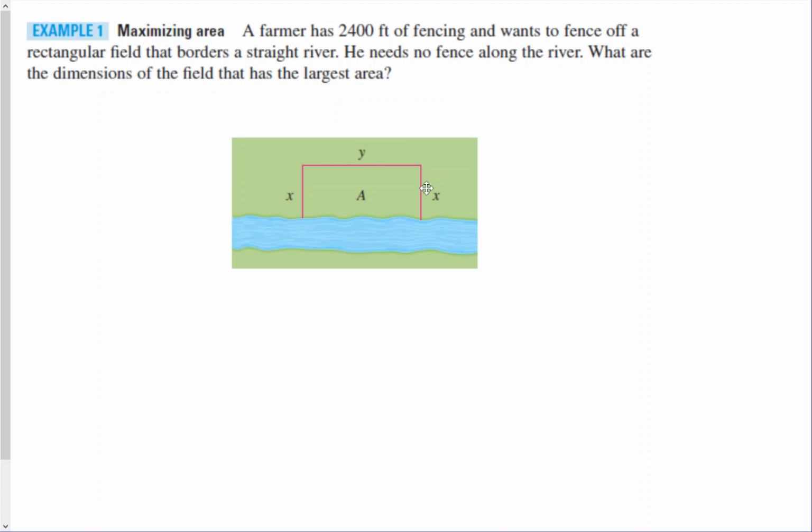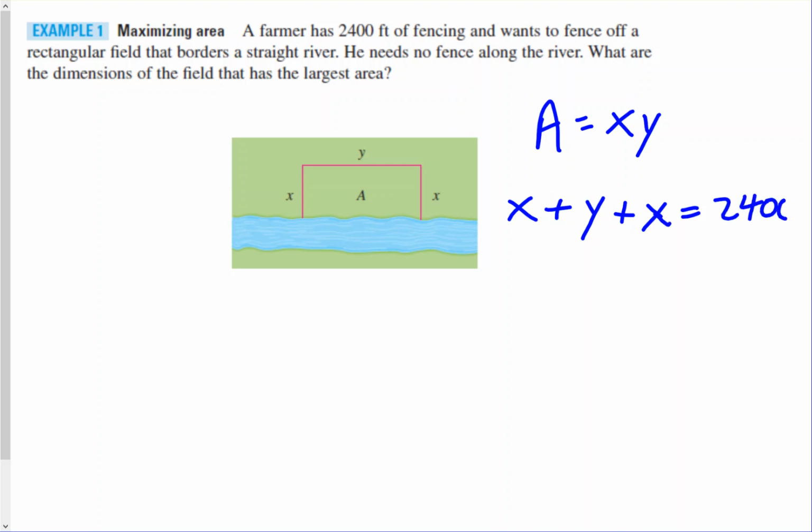So now the area for this field, according to these variables, would be area equals x times y, length times width. Now we also know that the length of the fence is going to be 2,400. So we have x plus y plus x, in other words 2x plus y. Let's do that first. x plus y plus x equals 2,400, or in other words, 2x plus y equals 2,400.